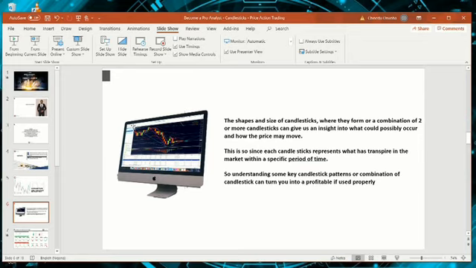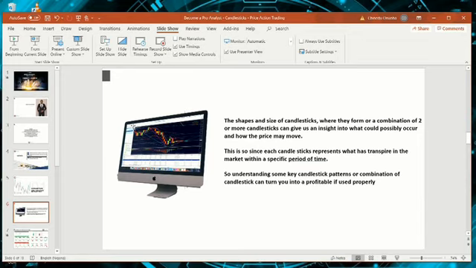Each candlestick represents what has happened in a particular market in a specific period of time. If you understand that some candlesticks form over time and do the same thing over and over again, you can look into taking advantage of that particular candlestick trading. So we're going to be looking at candlestick trading today.